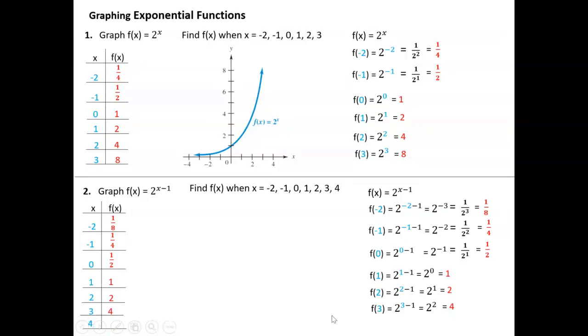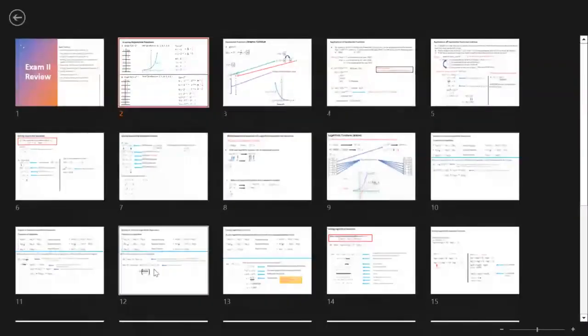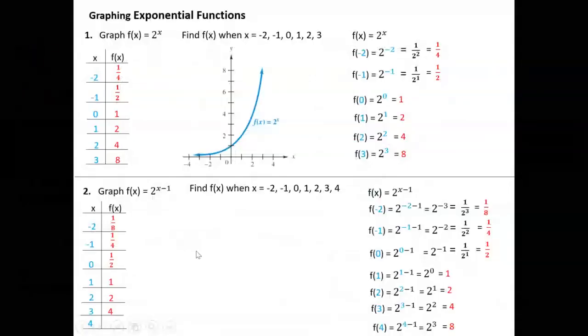And finally, let's use 4. So 2 to the 4 minus 1 power will give us 2 to the 3rd power. 2 to the 3rd power will give us 8. So when x is 4, y is 8. Let me go back here. So this is the graph.